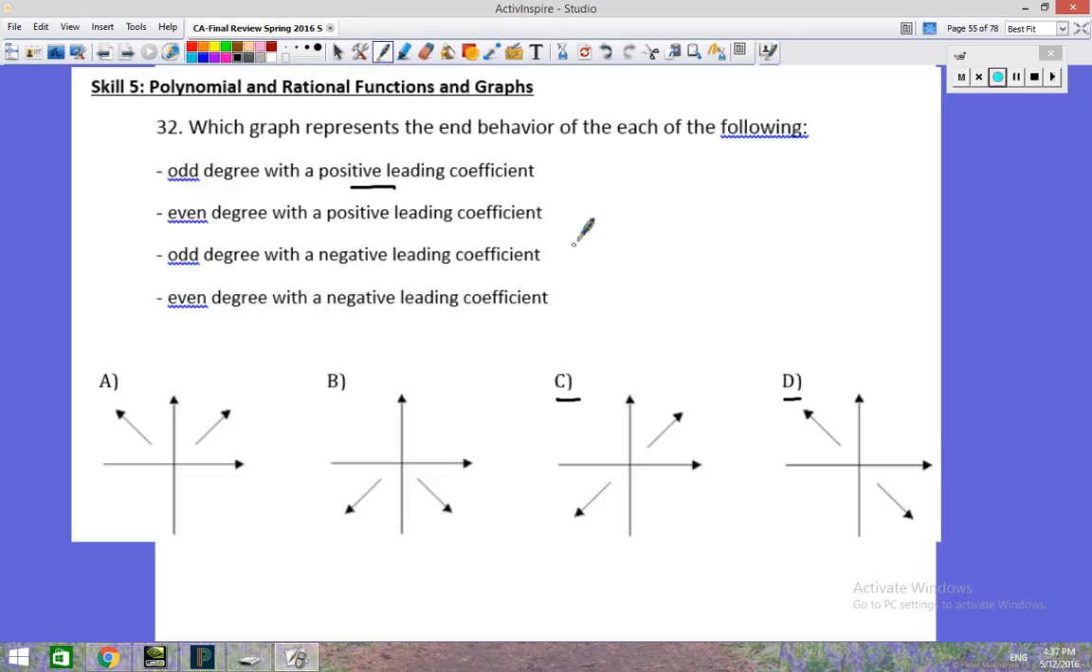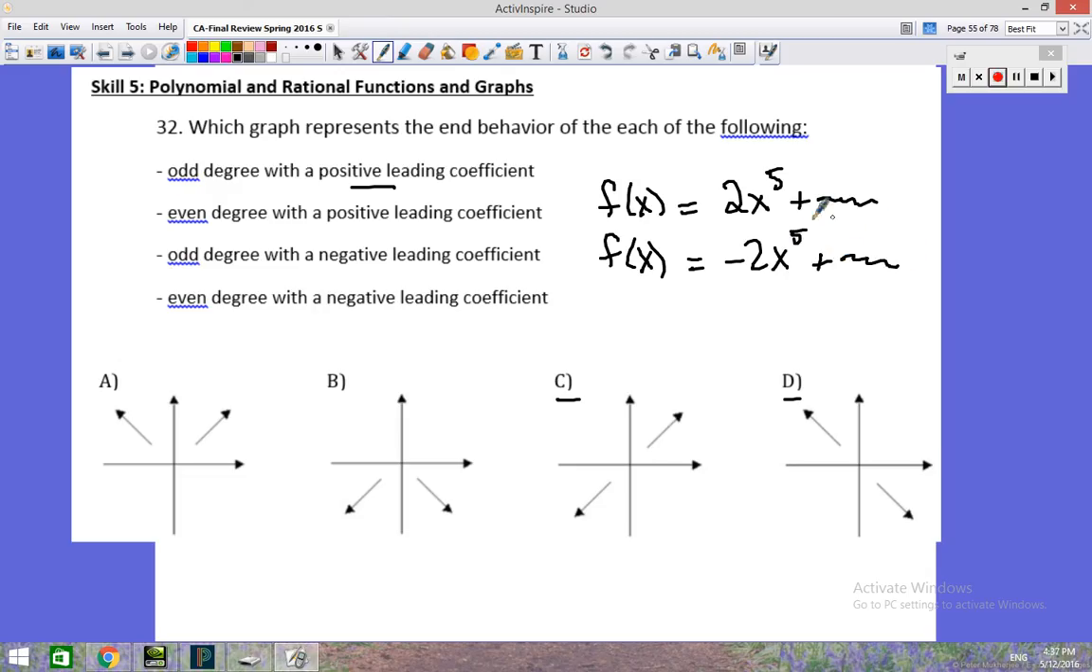With a positive leading coefficient, if you had, you know, a 2x to the 5th plus some junk, versus if you had a negative 2x to the 5th plus some other junk. Well, that leading coefficient is positive, so you're going to pick the one that has the positive slope. A positive leading coefficient, this guy is C. An odd degree with a negative leading coefficient, this one is D.